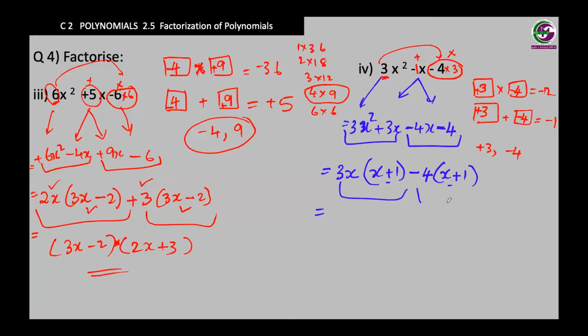Between these two terms, we have x plus 1 common, that is outside. We took it out. Now we are left with 3x minus 4. 3x minus 4, that's your factorization. Perfect. Let's move on to question 5.